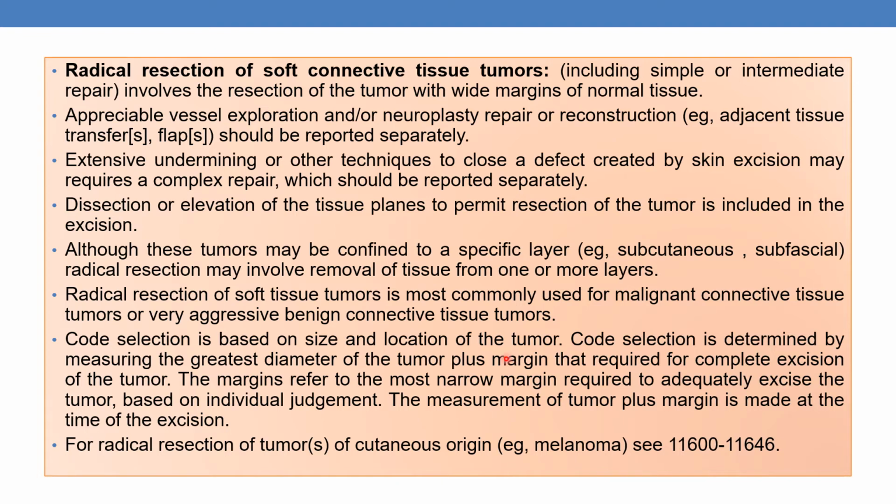the tumor, and the code selection is determined by measuring the greatest diameter, which includes the size of the tumor plus the narrowest margins that are required for complete excision of the tumor. And the measurement of tumor plus margin is made at the time of excision. For radical resection of tumor of cutaneous origin, we must use the codes 11600 to 11646.